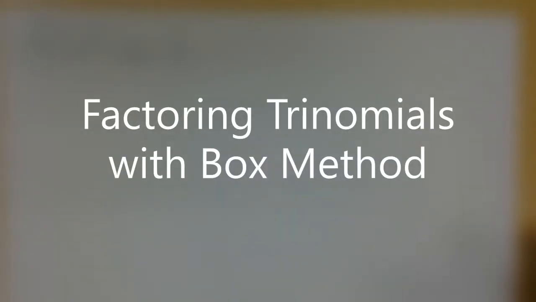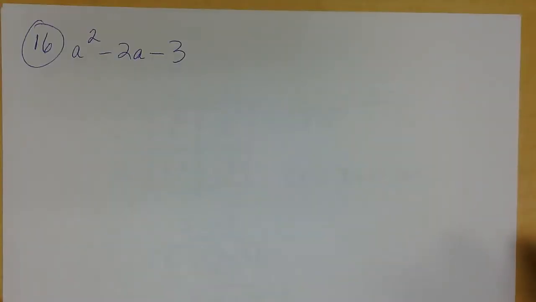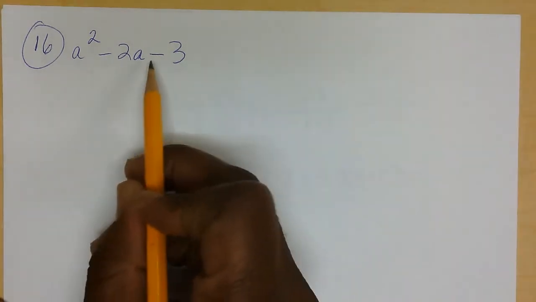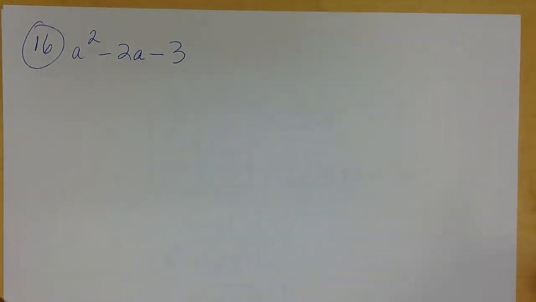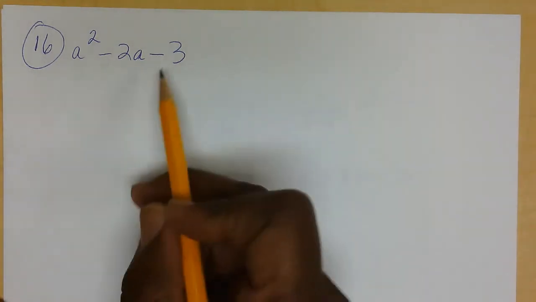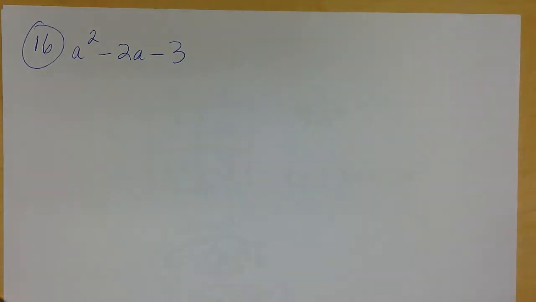Okay, class, I decided to make this video so that I could give you an example that had two negatives in the trinomial. If you remember from class today, all of the examples that we worked, we had one positive and one negative. So I want to give you an example like number 16 from the homework so that you can do problem 15 tonight. Okay, so here we go.